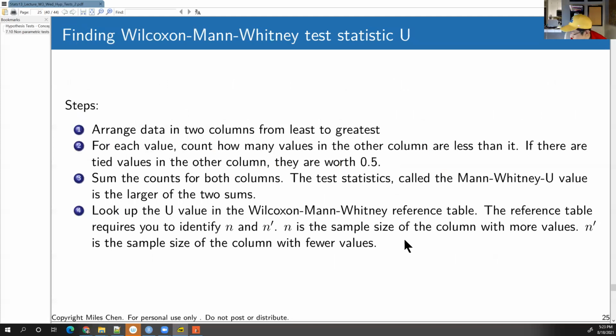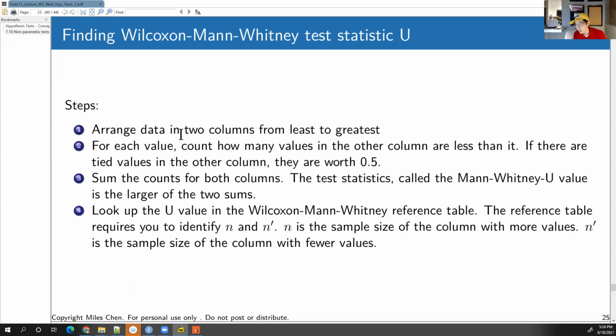Okay, so here's the process for how to actually conduct the Wilcoxon-Mann-Whitney test. Number one, you take your data. You've got two groups of data, right? You arrange them in two columns, least to greatest. Then for each value, you look at the other column and count how many values are less than that particular value. If you have a tie in the other column, we'll count it as 0.5. So you say, okay, 1, 2, 3 values are smaller, or 1, 2, 3, 4 values are smaller. If you have a tie, you'll say something like 4.5 values are smaller.